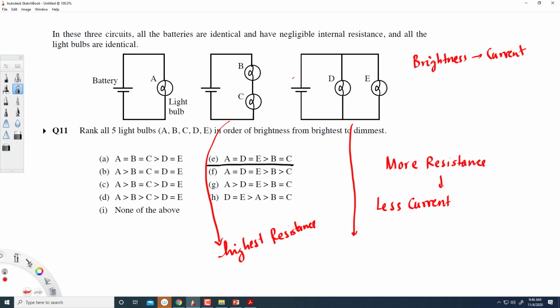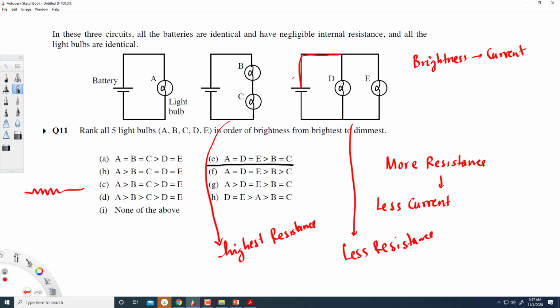So the current is flowing from the battery, and when it sees 2 resistors, now it has 2 paths. Okay, so it will have less resistance. So that means in this case there's less resistance. Resistance decreases whenever you combine 2 resistors in parallel.